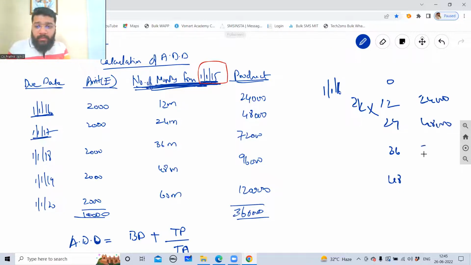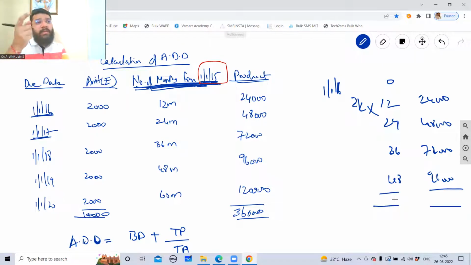48,000, 72,000, 96,000. But this is because the same amount, the proportionate amount is reduced and the proportionate product is also reduced. So basically 360,000 minus 120,000, you will get 2,40,000. And the total amount is how much? 10,000. So 2,40,000 divided by 10,000, you get 24 months now.